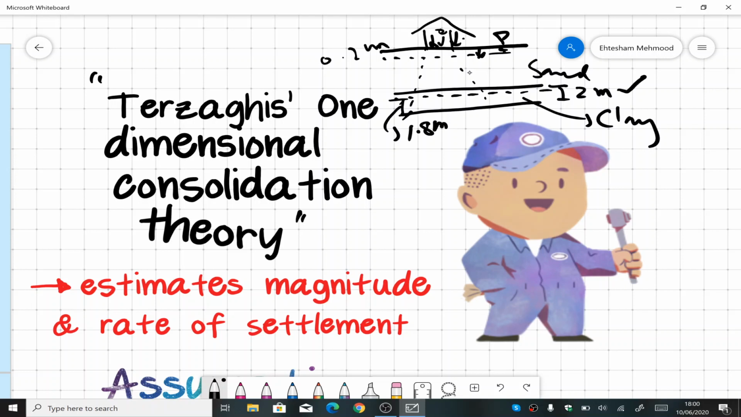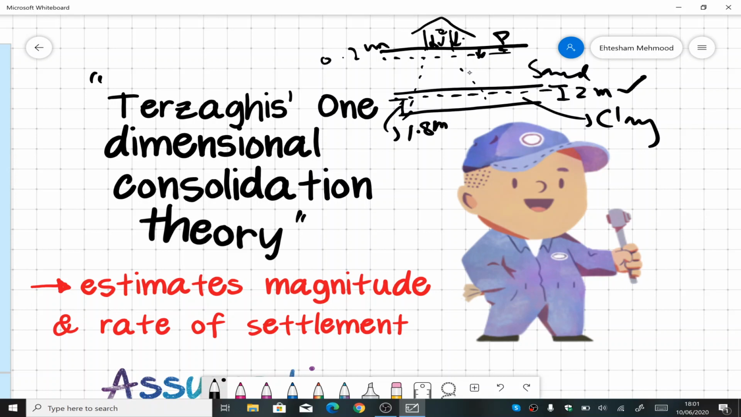So this estimation, that if the clay layer is 2 meters thick and the load coming is this many kPa, by using Terzaghi's one-dimensional consolidation theory we could tell how much settlement is going to happen in a 2 meter thick clay layer under a certain load. In the example we just did on this board, 0.2 meter. So this is the first advantage.